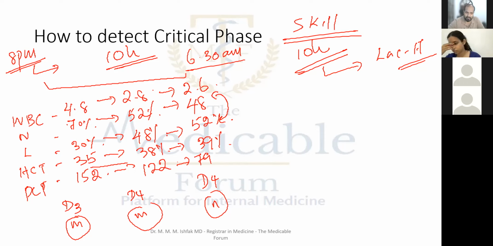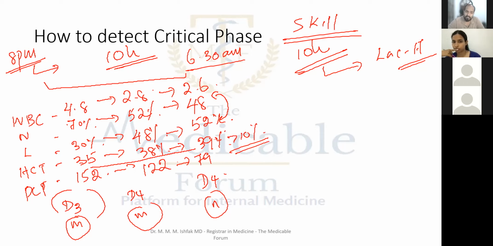There is a gradual rise in hematocrit. Now compared to day 3, in day 4 hematocrit has risen how much? 35 to 39. So 5, 6, 7, 8, 9. It has risen 4. So there is more than 10% rise of hematocrit.